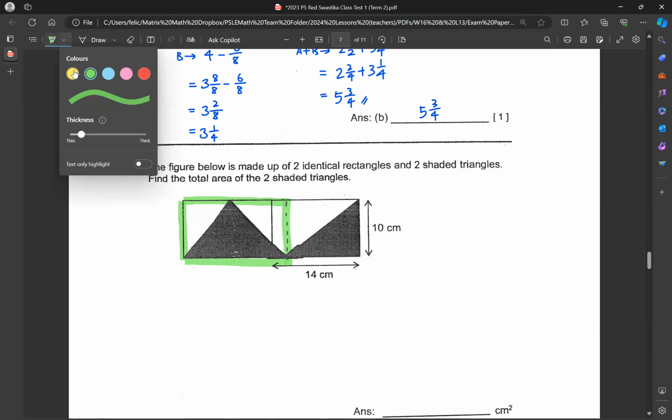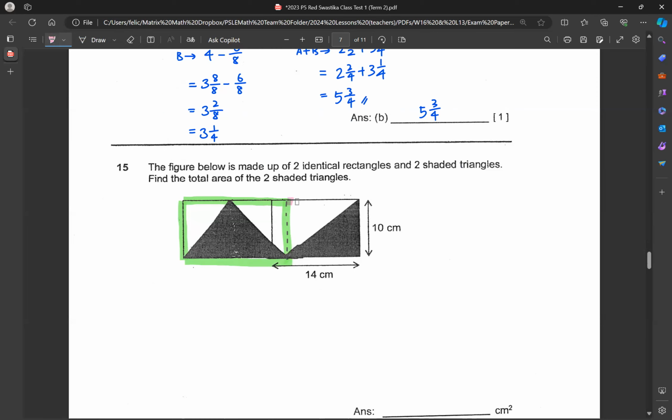And I'm going to use another colour highlighter to highlight the second rectangle. The second rectangle is easy, again along the dotted line. So let me just re-highlight this. Okay, like that.